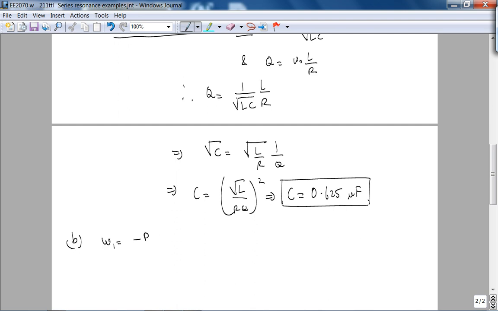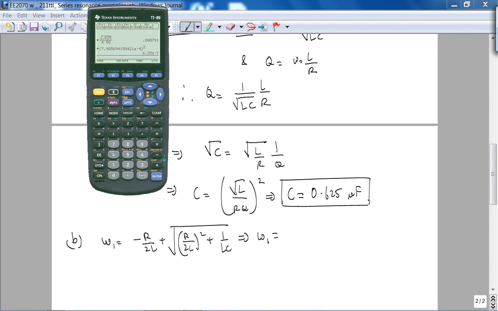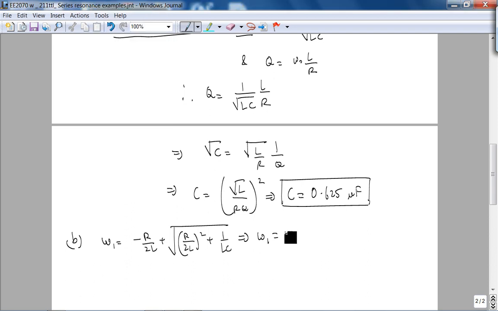That's easy to do. Omega is minus R over 2L plus the square root of (R over 2L) the whole squared plus 1 over LC. So if you plug in all the numbers, omega 1 is going to be, let's see, negative 4 over 2 times 0.025 plus the square root of (4 divided by 2 times 0.025) squared plus 1 divided by L, which is 0.025, times 0.625 microfarads. Let's see. So I basically get 7920 radians per second.